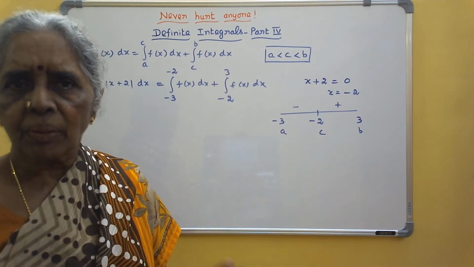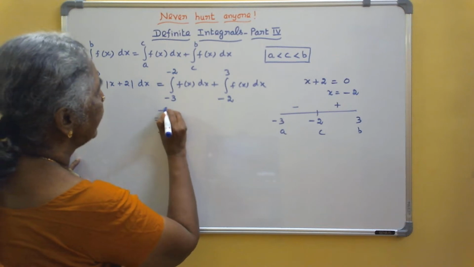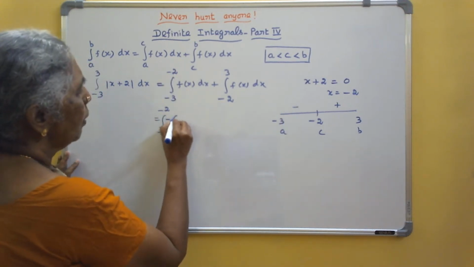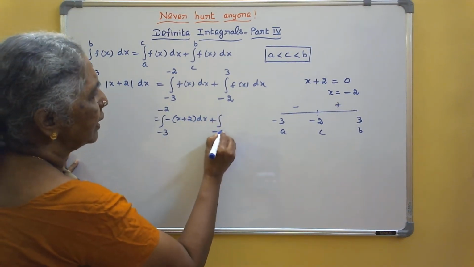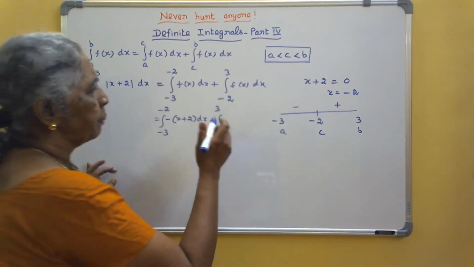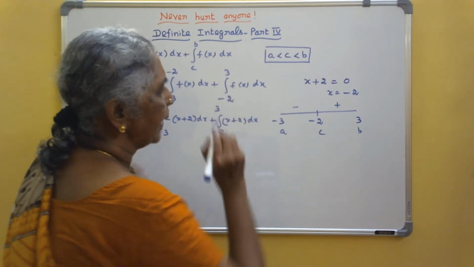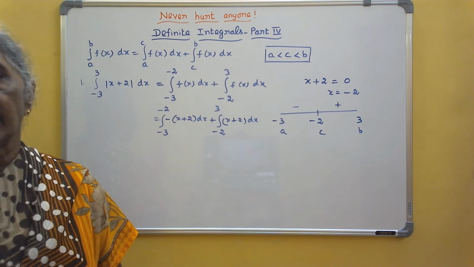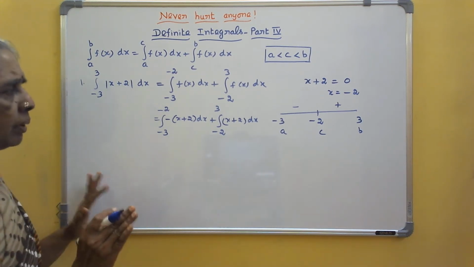Is it clear? So now I will write, it is integral minus 3 to minus 2. In that interval it is negative. So it is minus of x plus 2 dx. And for this one, where your x is greater than minus 2, it will be positive. So that will be x plus 2 dx. So this is the main thing you have to understand in this type of sums. Hope it is clear to you. So now it is simple.